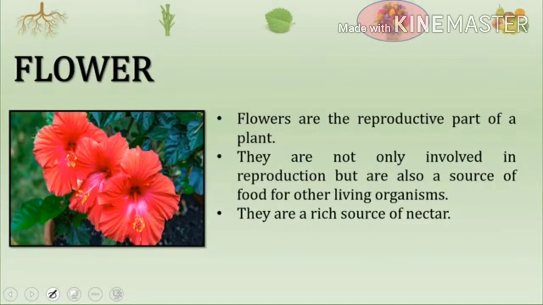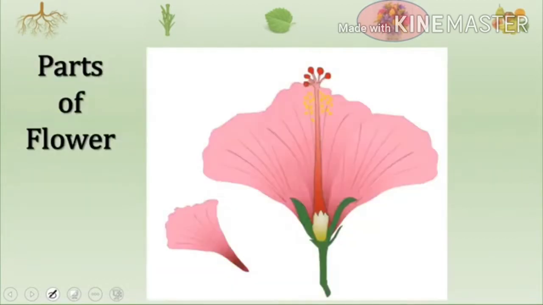The main role of flowers is in the reproduction of plants. These are the different characteristics. The flowers are the reproductive parts of the plants, and the next point is here. They are not only involved in reproduction, but they are also a source of food for living organisms. Third point, they are a rich source of nectar. So these are all the characteristics of our flower.